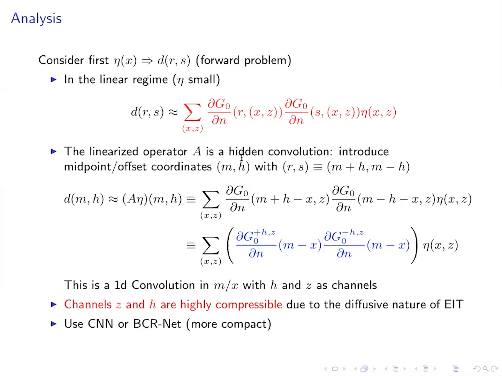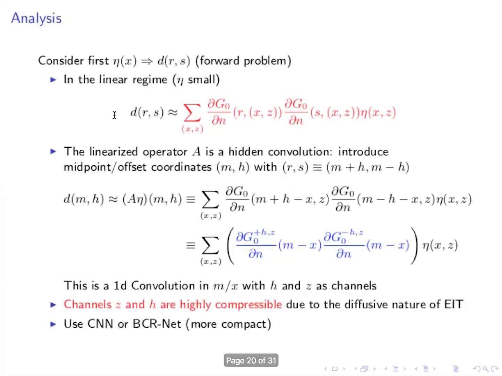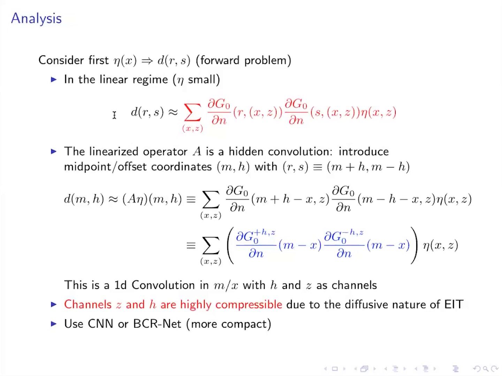Now, the beautiful thing about this is that this operator A itself is a hidden convolution. It's not too hard to see, because the Laplacian operator is translation invariant, so in the linear regime the whole Green's function, the whole Dirichlet to Neumann map, should be translation invariant. That's why D itself is translation invariant. But the translation invariance only happens in the horizontal direction.